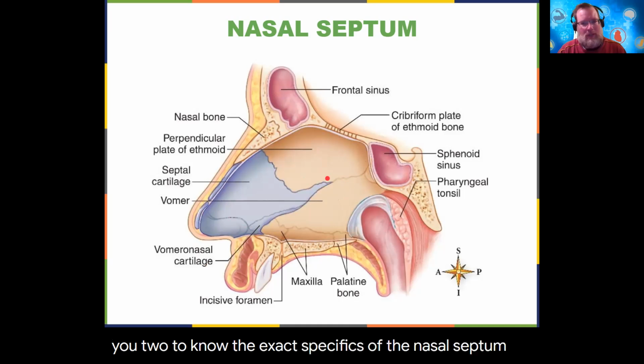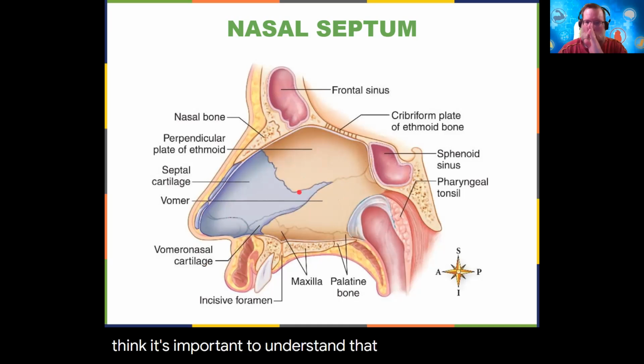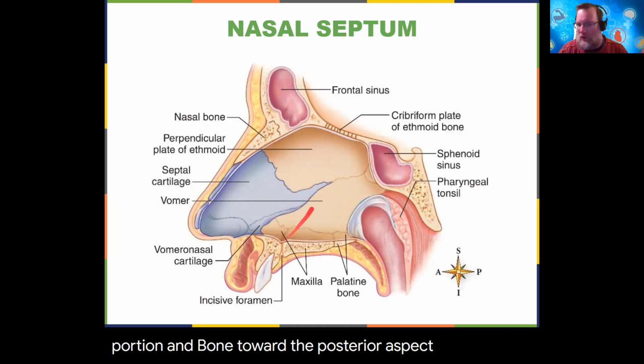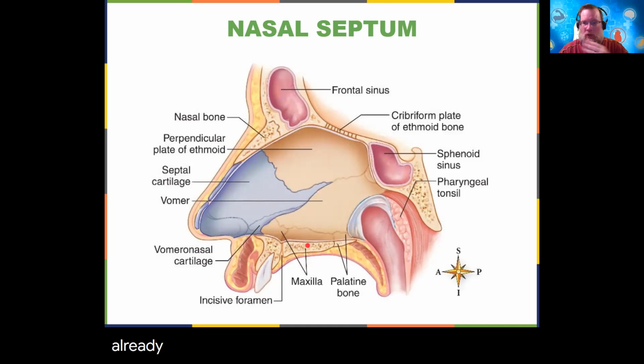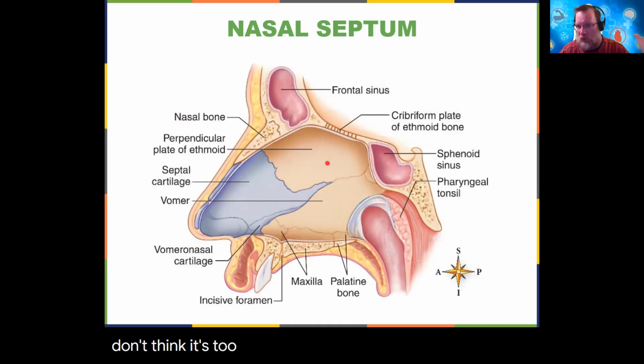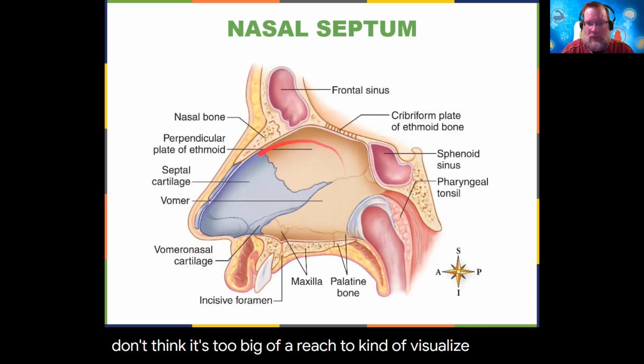I think it's important to understand that we do have a wall that separates the left and right nasal cavity, or sections of the nasal cavity, and it is made of cartilage in the anterior portion and bone toward the posterior aspect. We've already looked at the vomer, the plow bone. We've already looked at the perpendicular plate of the ethmoid. So again, I don't think it's too big of a reach to visualize where this nasal septum is.